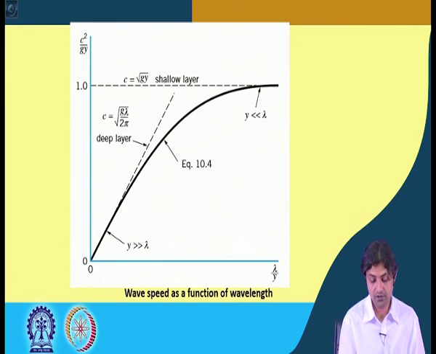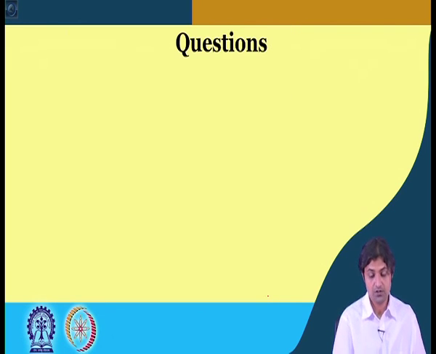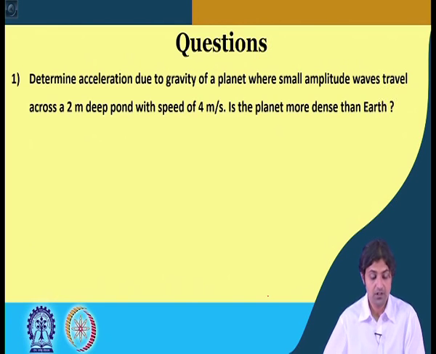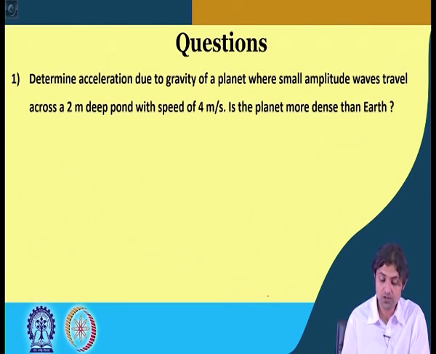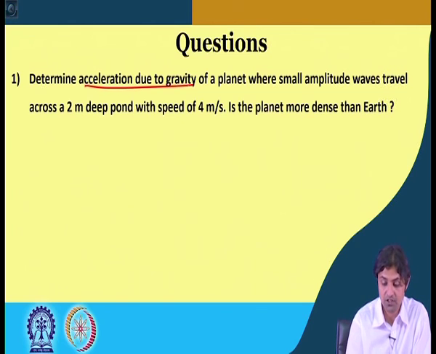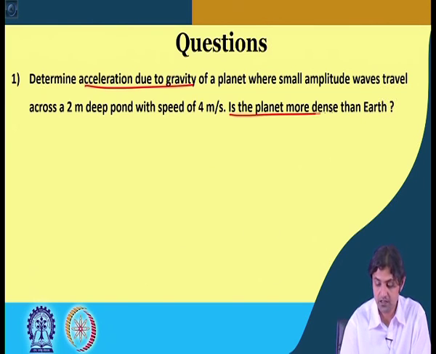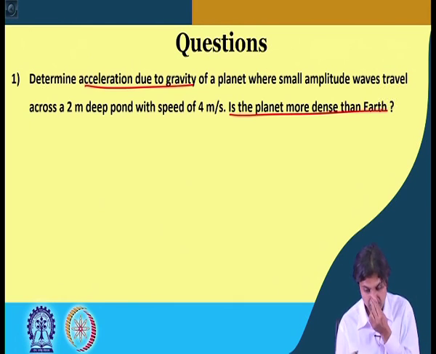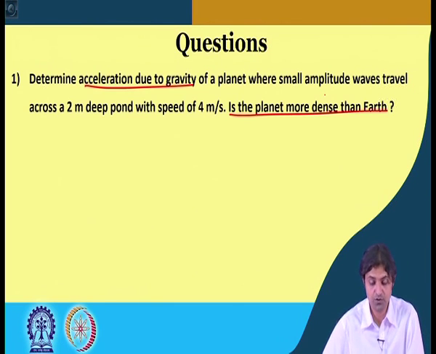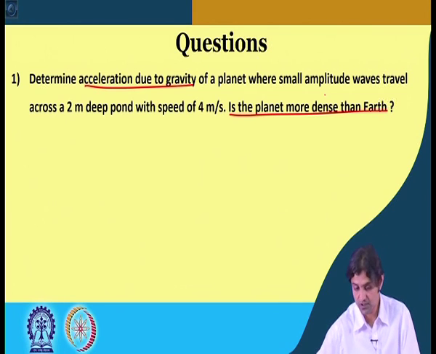So, this as I said was the wave speed as a function of wavelength. Now there are some questions. It says determine the acceleration due to gravity of a planet where small amplitude waves travel across a 2 meter deep pond with speed of 4 meters per second. There are two parts to it. We have to find the acceleration due to gravity, and the other part is, is the planet more dense than the earth? This is a very vague question, but more importantly we should know how to solve it.